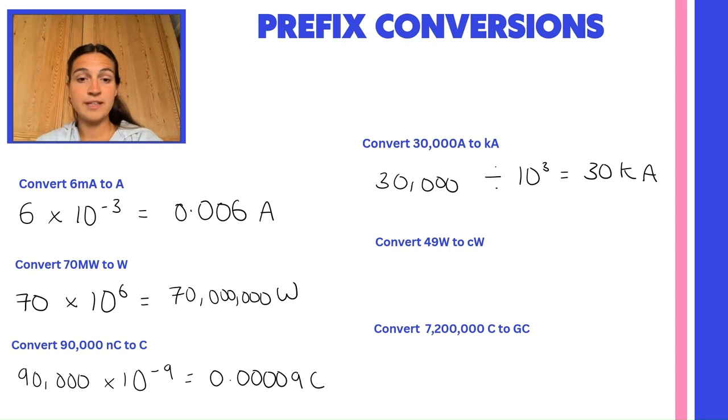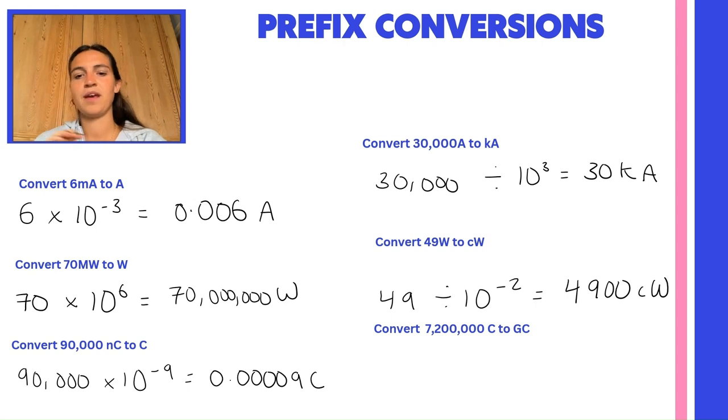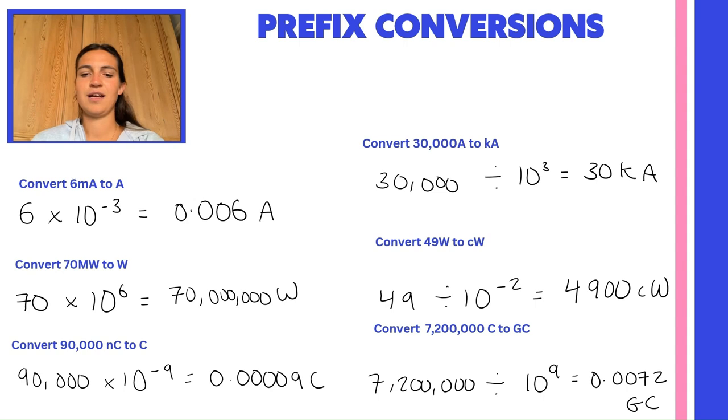Okay, and following the same idea, 49 watts to centiwatts. I look at my table, centi is 10 to the minus 2. So 49 divided by 10 to the minus 2. I get 4,900 centiwatts. And then here, convert 7,200,000 coulombs to gigacoulombs. Giga is 10 to the 9. If I divide that by 10 to the 9, I get the following answer.